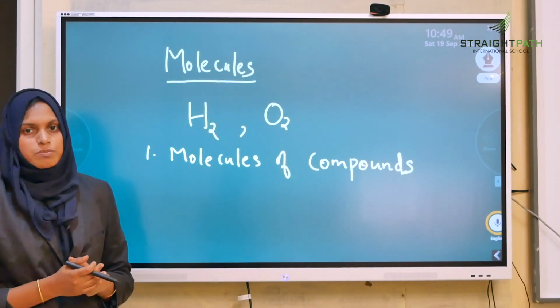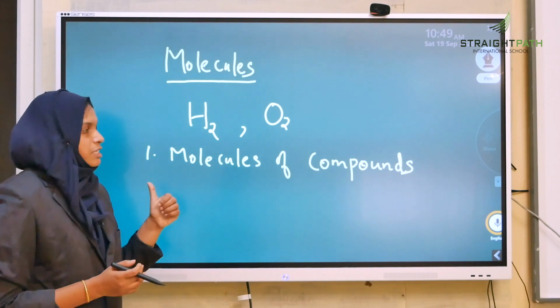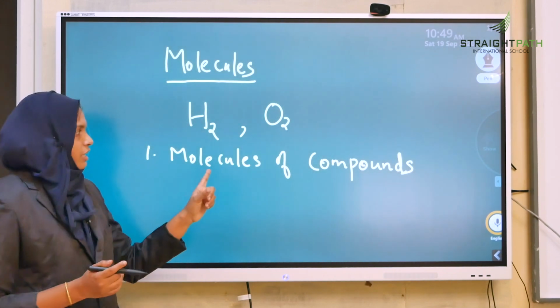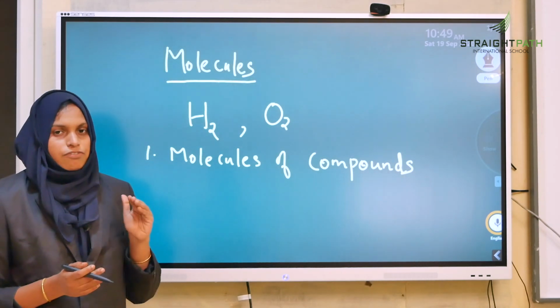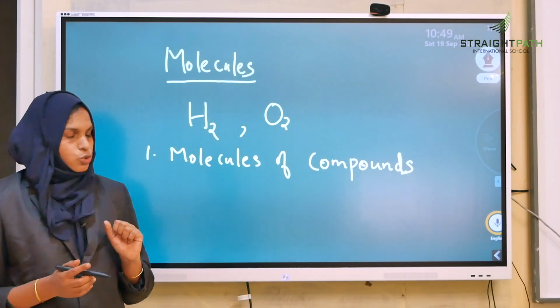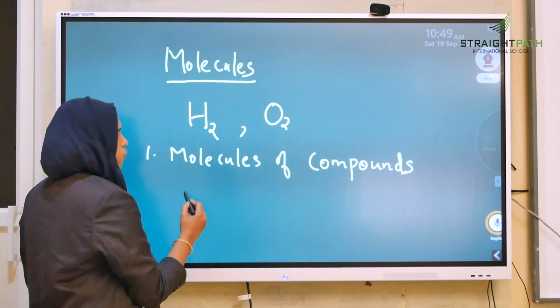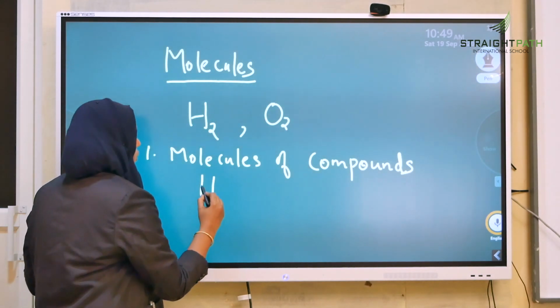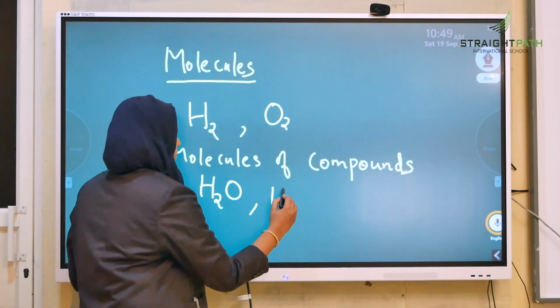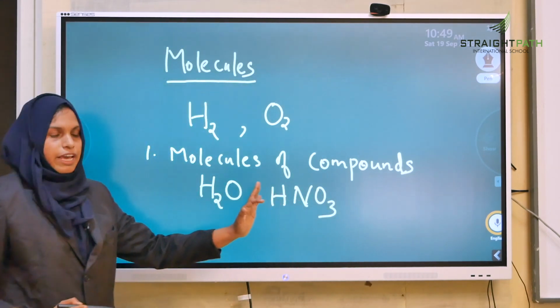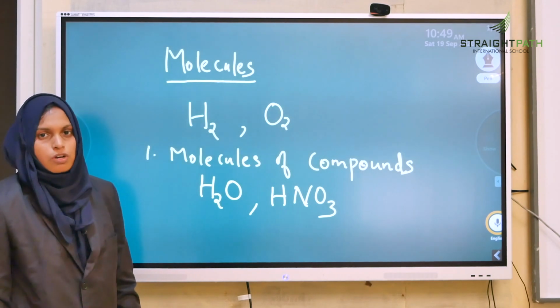Molecules of compounds means what? It is a molecule which contains different atoms. The different atoms are bonded together chemically to form molecules of compounds. For example, H2O, HNO3. These are all examples of molecules of compounds.